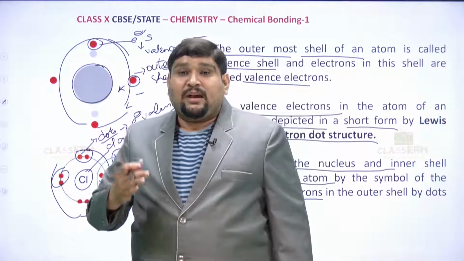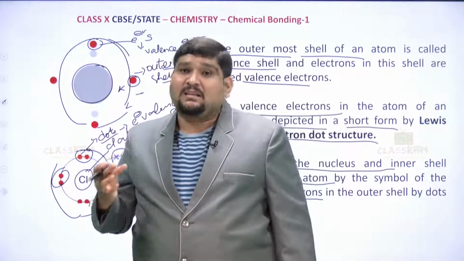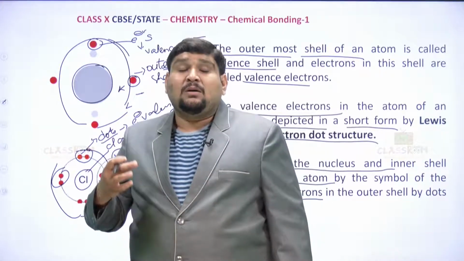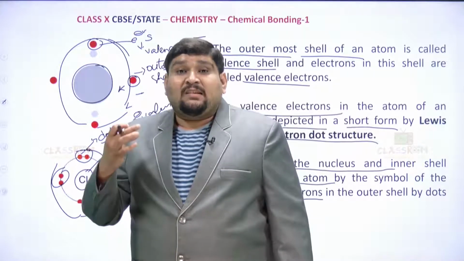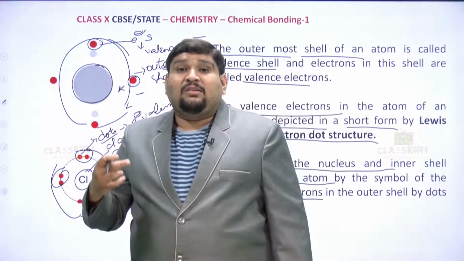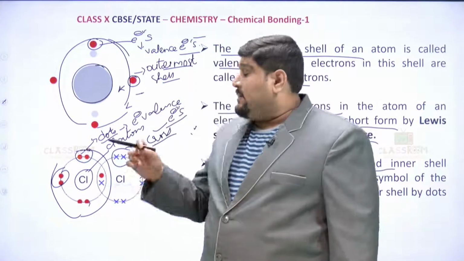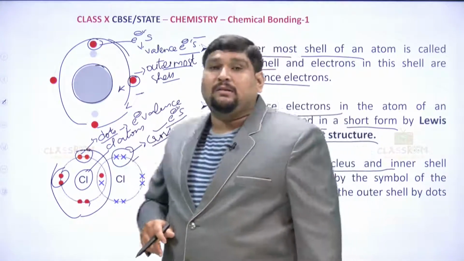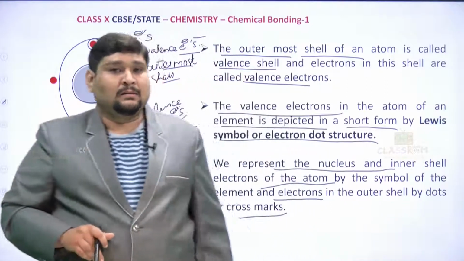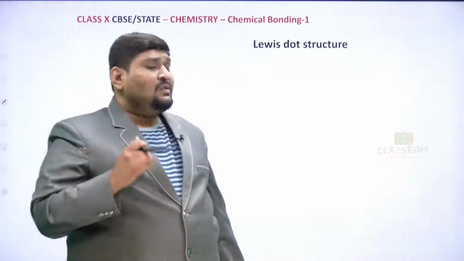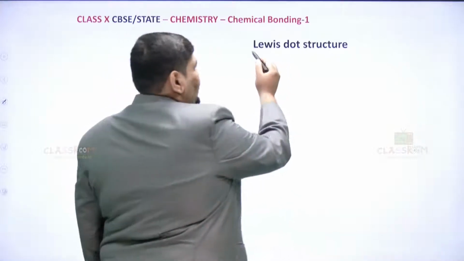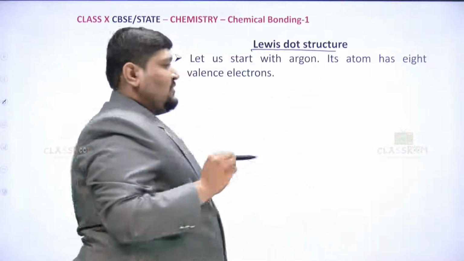We need to find this for each and every atom. We need to know how many valence electrons are available for each atom, and then represent those valence electrons either by dots or by crosses. So, comes Lewis dot structures. We are trying to learn what these Lewis dot structures are.